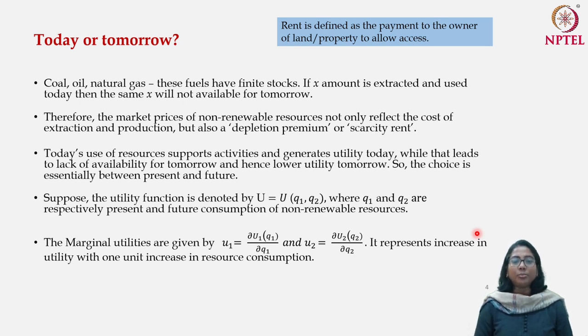Okay, so we will assume that both small u1, which is the marginal utility that you are deriving out of the consumption of non-renewable resources today, and u2, which is the marginal utility that you are deriving out of the consumption of non-renewable resources tomorrow, are falling as you increase q1 and q2 respectively. Now remember, what is the intention behind developing this kind of a framework? The intention is to divide the finite stock of resources in two parts: the part that you are going to extract and use today, and the part that you are going to extract and use tomorrow.